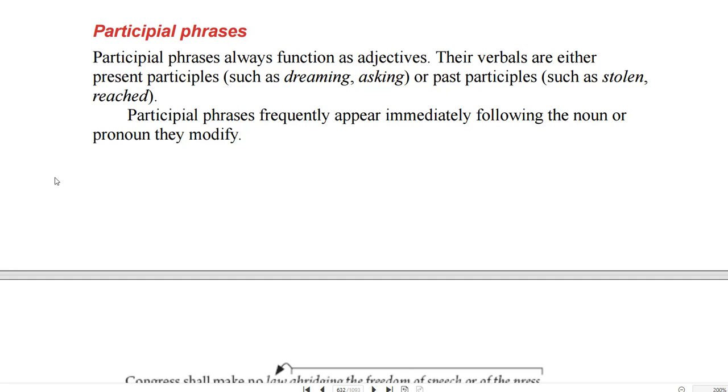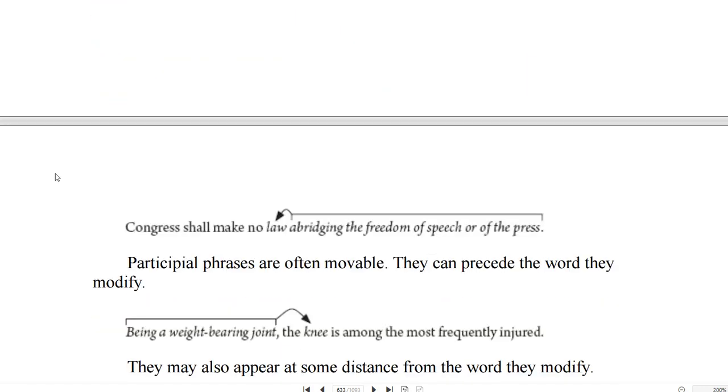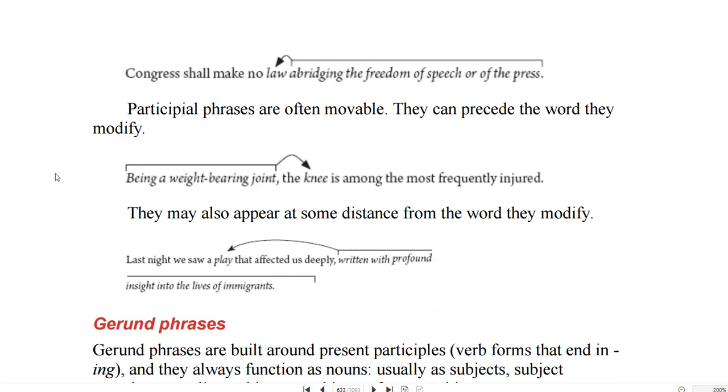Participial phrases frequently appear immediately following the noun or pronoun they modify. Congress shall make no law abridging the freedom of speech or of the press. Participial phrases are often movable. They can precede the word they modify. Being a weight-bearing joint, the knee is among the most frequently injured. They may also appear at some distance from the word they modify. Last night we saw a play that affected us deeply, written with profound insight into the lives of immigrants.